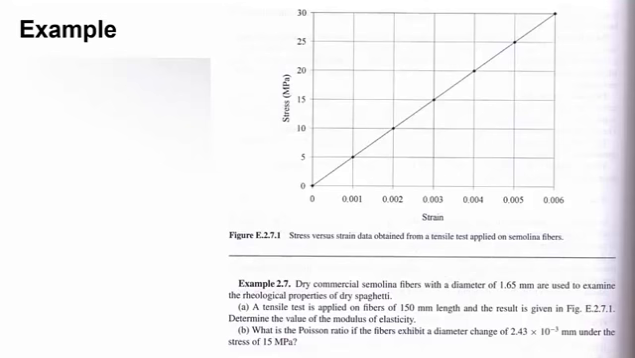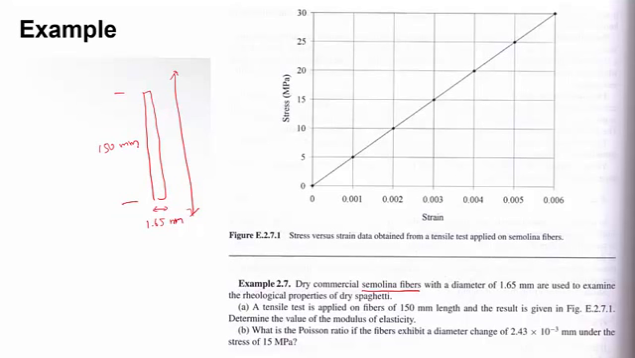So, there are semolina fibers. You basically take the fiber and you are going to stress it. So you hold it and then pull it out. The original diameter was 1.65 millimeters, and the fiber length is 150 millimeters.